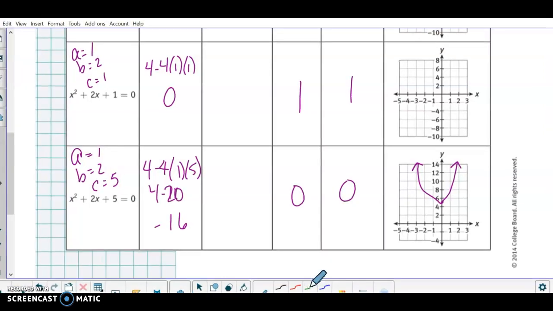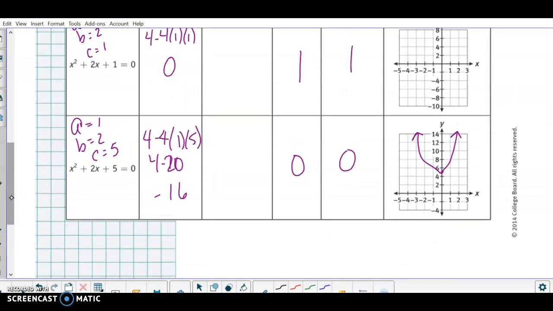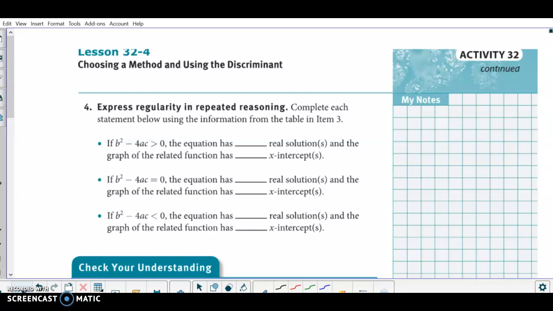So what we need to take from this is that if we're doing b squared minus 4ac and we get a number greater than 0, so if we get a positive answer, then that equation will have 2 real solutions and 2 x-intercepts. But if we get exactly 0, we will have 1 solution or 1 x-intercept. And if it is a negative number or it is less than 0, we will have none. So very much like when we did the x squareds and the number of solutions.